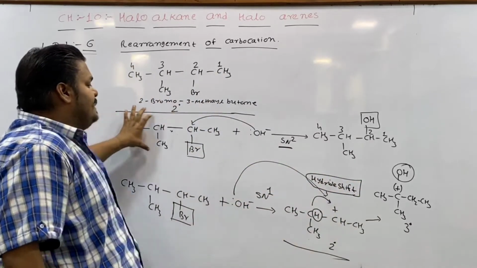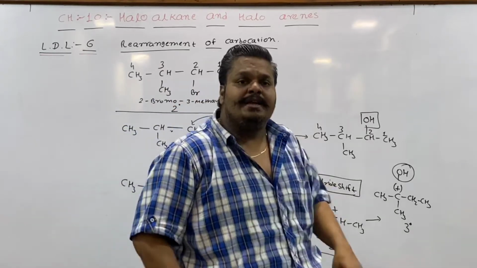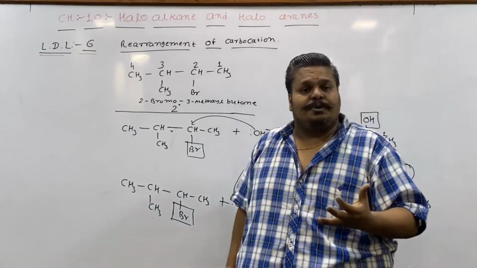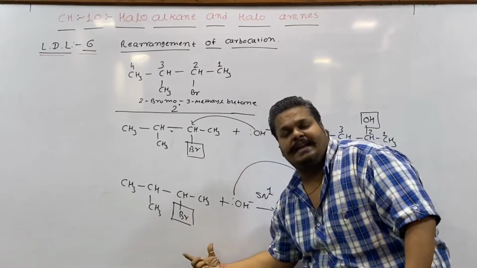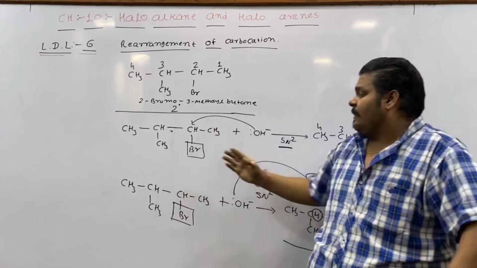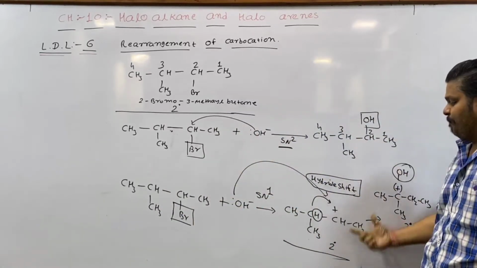We know that the SN2 mechanism has no intermediate state, it only possesses a transition state, and that's why no carbocation is produced. So the rearrangement of carbocation is only related to the SN1 mechanism, but here we have a comparison of how SN2 and SN1 will produce different compounds.